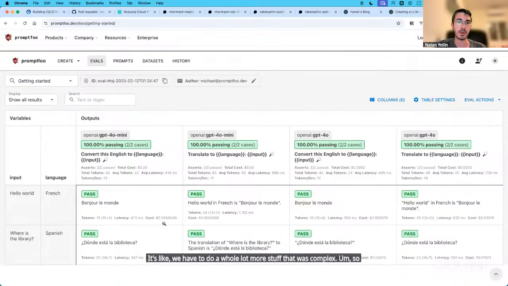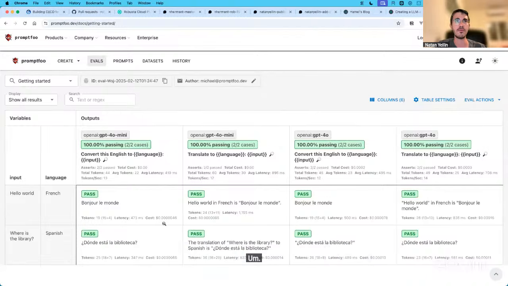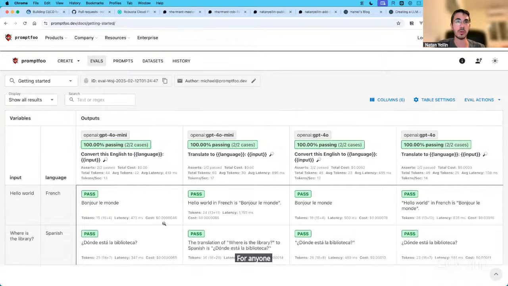So we preferred something where we're really doing evals as code. I know I've shown you a YAML manifest, but behind that is a whole lot of code. And for us, we needed something a little bit more complex, but Promptfoo is a fantastic starting place for anyone who wants to get started with this, and I would highly recommend it.